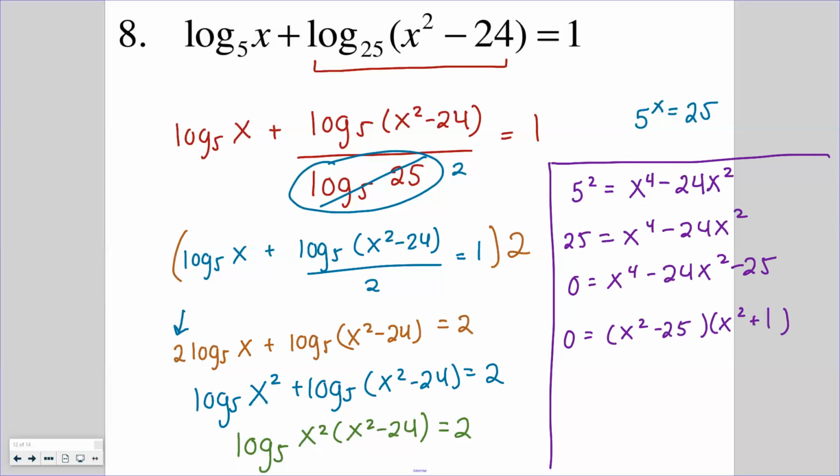All right, I can factor that into x squared minus 25 times x squared plus 1. And when I set each of those factors equal to 0, we get two things. X squared is equal to 25. So if I solve for x there, x has to be 5 or negative 5. Remember, if we take the square root of a number, we get two options.